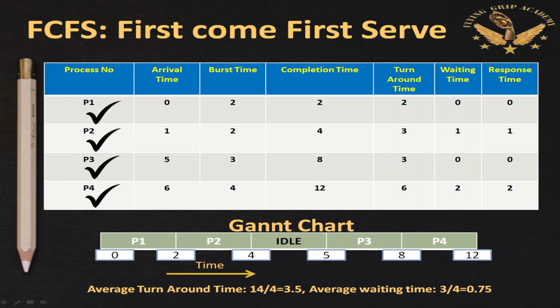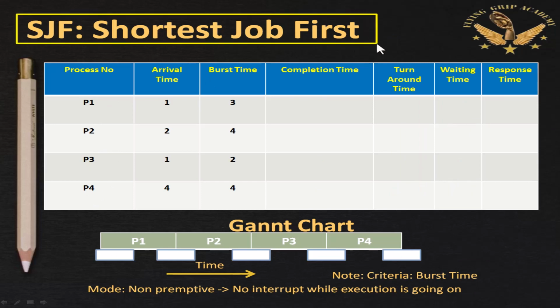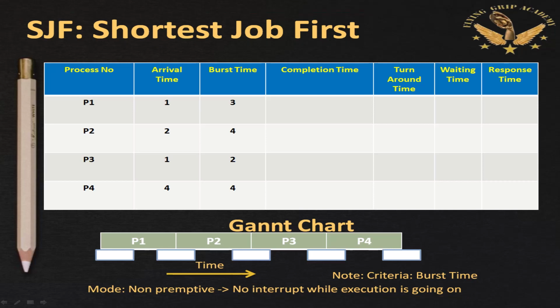So next one is shortest job first. Here, based upon which job is shortest, we allow it to enter the CPU first, and then we calculate. Its mode is non-preemptive, so no interrupt is made while the execution is going on. In this manner, we are going to calculate the shortest job first.